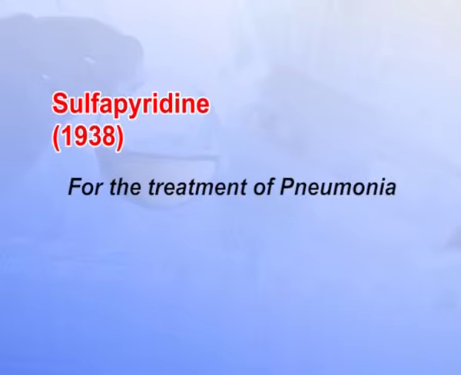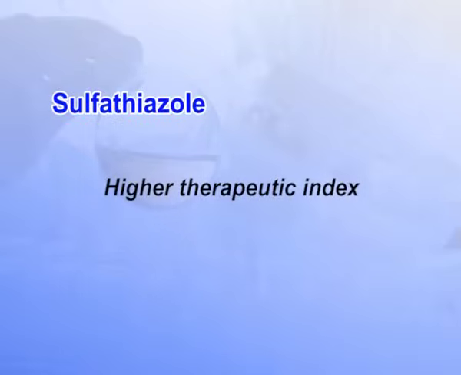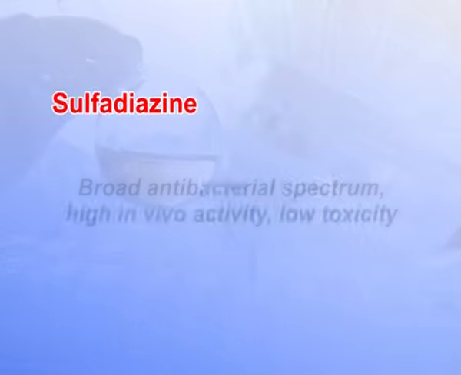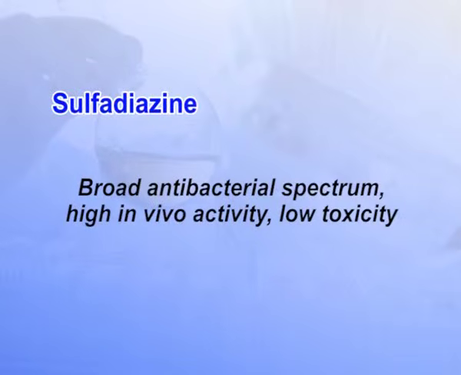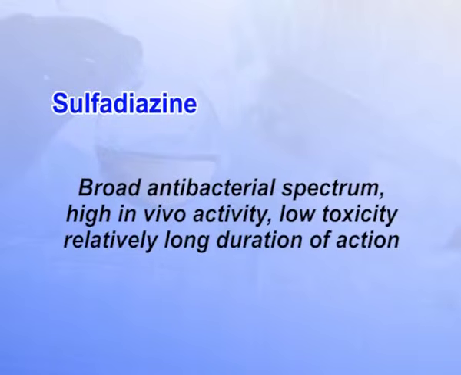The first molecule was sulfapyridine, which was discovered in 1938. It was introduced for the treatment of pneumonia. After that, sulfathiazole, which was found to have higher therapeutic index. Then sulfadiazine with broad antibacterial spectrum, high in vivo activity and low toxicity, as well as relatively longer duration of action. After that, the next was sulfamerazine.